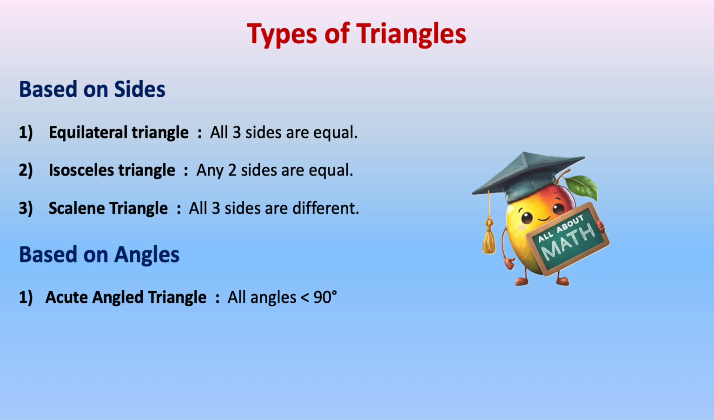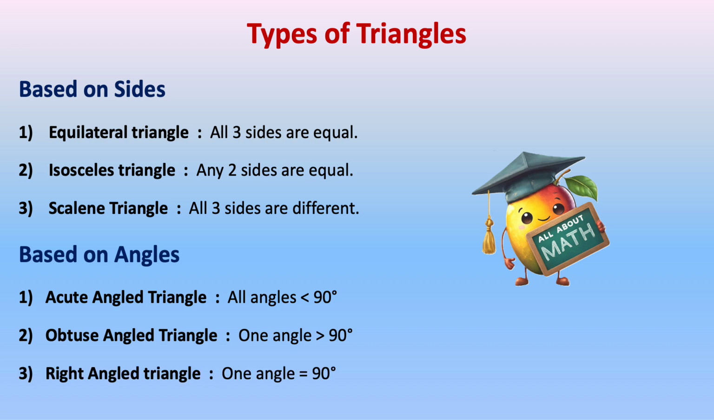Based on angles, we have acute angled triangle, that is all angles less than 90 degrees. Obtuse angled triangle, one angle greater than 90 degrees. And right angled triangle, one angle exactly 90 degrees. So now we'll understand the properties of each of these triangles.